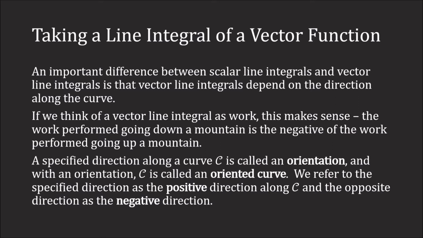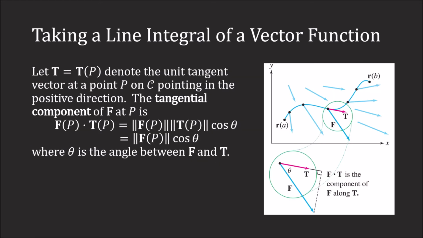A specified direction along a curve C is called an orientation for the curve. And with an orientation, C is called an oriented curve. We refer to the specified direction as the positive direction along C and the opposite direction as the negative direction. If we let T denote the unit tangent vector at a point P on C pointing in the positive direction, the tangential component of F at P is given by F dot T, which after some algebra will be the norm of F times the cosine of theta, where theta is the angle between F and T.